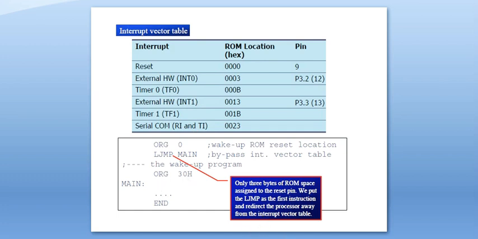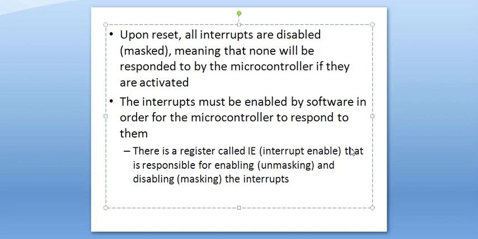Next is handling the interrupts. Upon reset, all the interrupts are disabled. When you press the reset button, all the interrupts are disabled, meaning none of them will respond to the microcontroller. We can also enable or disable the interrupts using software. We have the interrupt enable register, IE, which is responsible for enabling or disabling the interrupts in software.